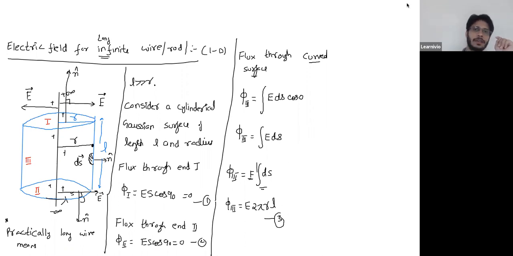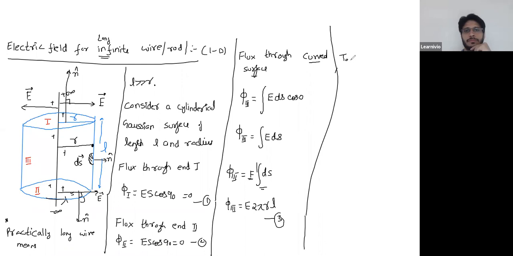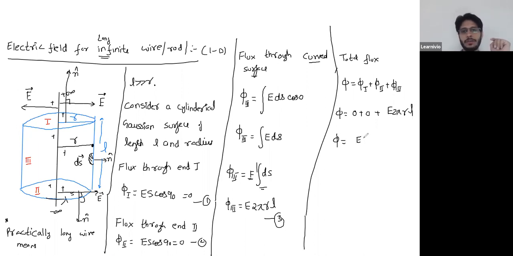Right. Now, in the next step, let's calculate the total flux. The total flux would be the sum of the flux due to the first surface, the second surface, and the third surface. That's the total flux through the cylinder. Due to the first surface, flux is 0. Second surface, flux is 0. Third surface, flux is E into 2 pi r L. So the total flux through the cylinder is E multiplied by 2 pi r L. That is equation number one. Is it clear, or any doubts?